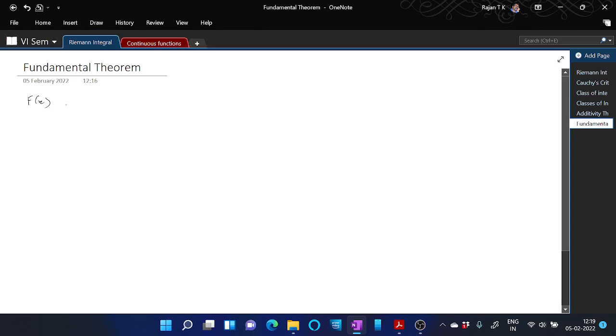Now, if capital F of x is a function such that F dash of x is equal to f of x, small f of x, for all x in an interval ab, then this function F of x is called the antiderivative of f on the interval ab. So, if capital F and small f are two functions such that F dash of x is equal to f of x, then capital F is called the antiderivative of f on ab.